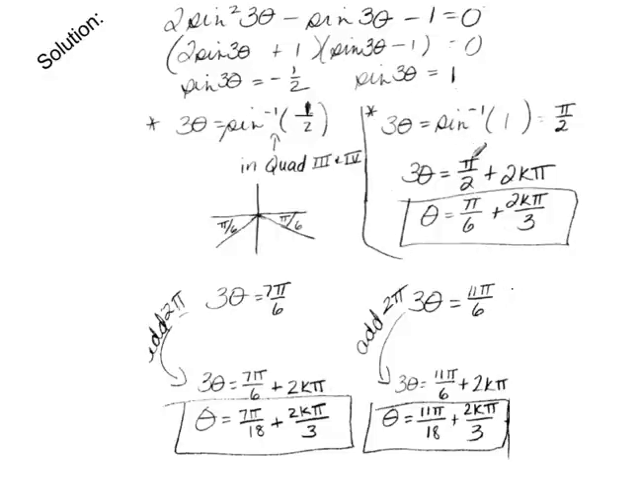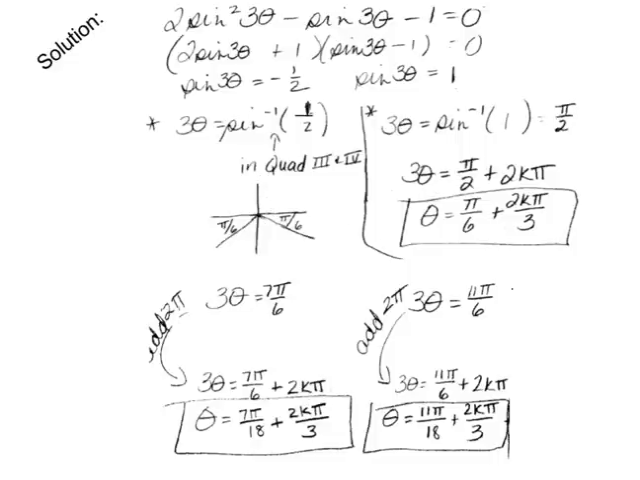I also have to think about the fact that sine of 3 theta is 1. That occurs at pi over 2. So I can write 3 theta equals pi over 2 plus 2k pi. And then to each of these, I write plus 2k pi because, again, you're going to find answers on your unit circle in the third quadrant, the fourth quadrant, and then also at pi over 2.